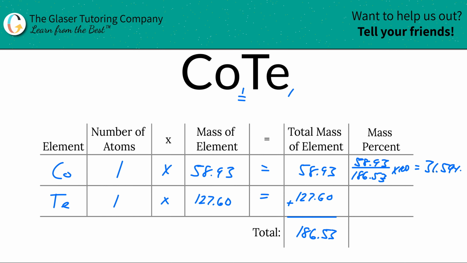31.59%. Now to find the percent of tellurium, you can actually just take this value and subtract it from 100. But I would rather calculate it using the total mass, to make sure the percentages work out correctly. Maybe I made a mistake here, and that would then cause me to compound my mistake. So this would be 127.60 divided by the total mass of 186.53. Simply multiply that by 100. And for tellurium, we have a percentage of about 68.41.